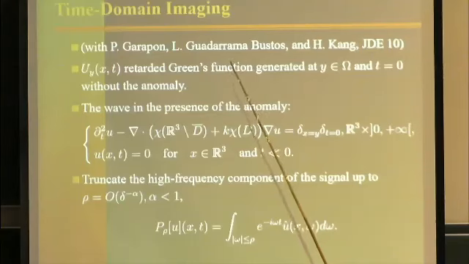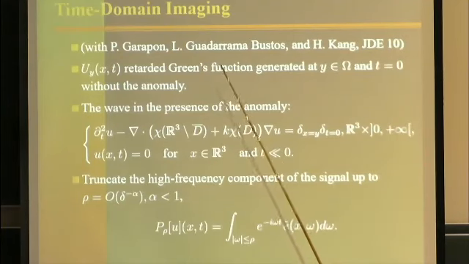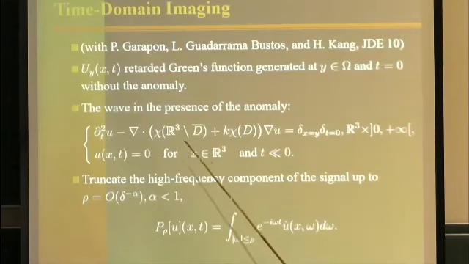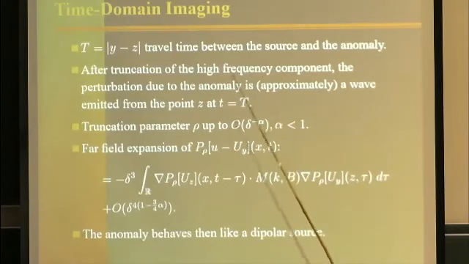The inclusion is small with respect to what? So you have to truncate your signal, and once you truncate your signal, you can prove some expansion. The inclusion is of size, let's say, delta. So take all the frequencies smaller than 1 over delta, and truncate the other frequencies. Then you can prove this asymptotic expansion.